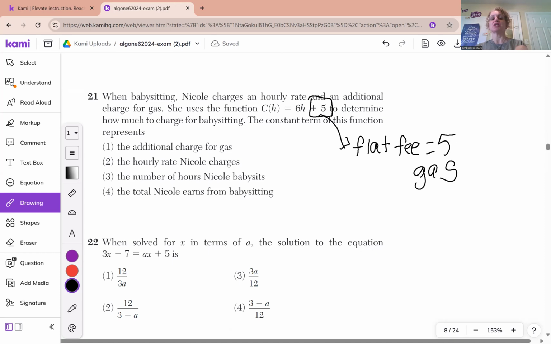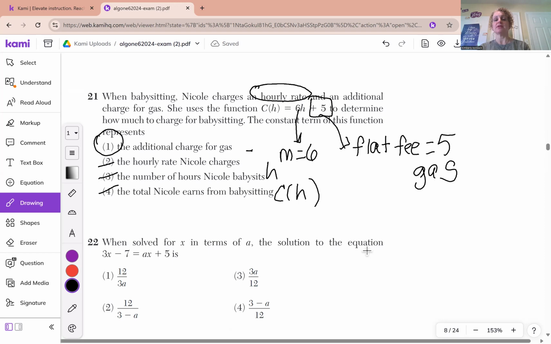And then she's charging an hourly rate. Rate is slope. So the m is 6. And that's her fee, so $6 per hour. So the constant term, which is 5, represents that flat fee for gas. So it is not her hourly rate. It's not the number of hours because that's H. The total would be C of H. So it would be the additional charge for gas. So this would be C of H. The number of hours would be H. The hourly rate would be 6.